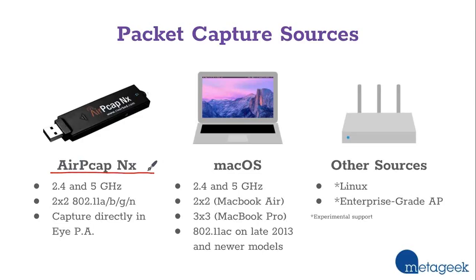Now, getting packet captures is a bit of a tricky thing. We support the AirPCAP NX. This is a product by Riverbed that we resell with IPA. It works in both the 2.4 and the 5 gigahertz bands. It's a 2x2 802.11 ABGN device, and it captures directly into IPA.